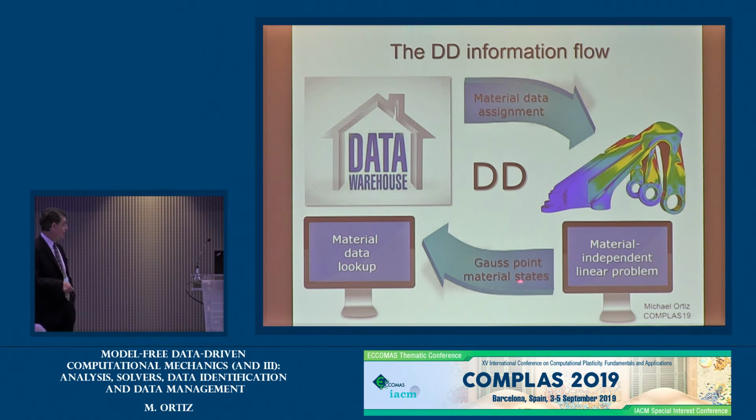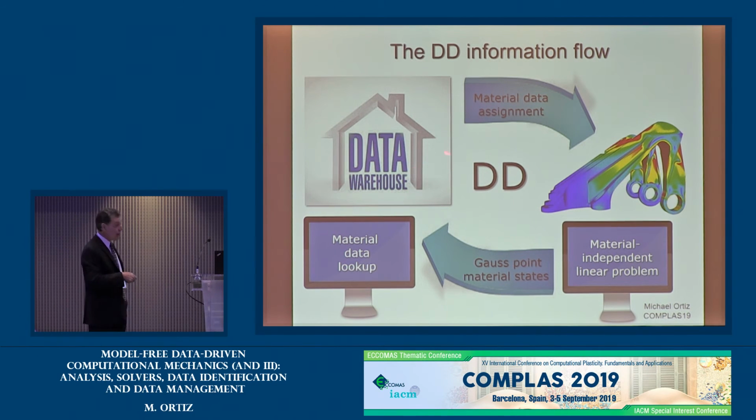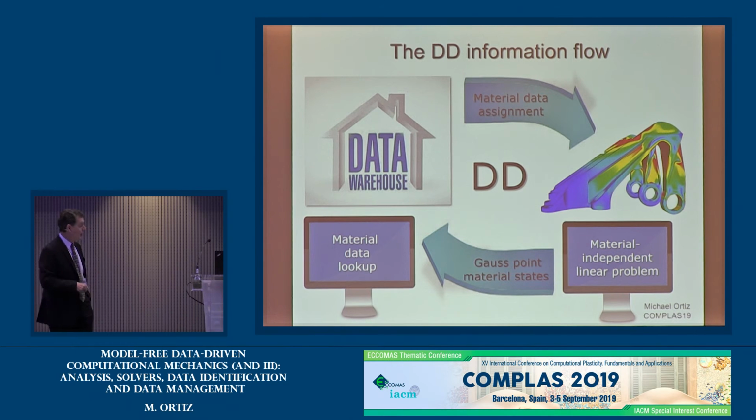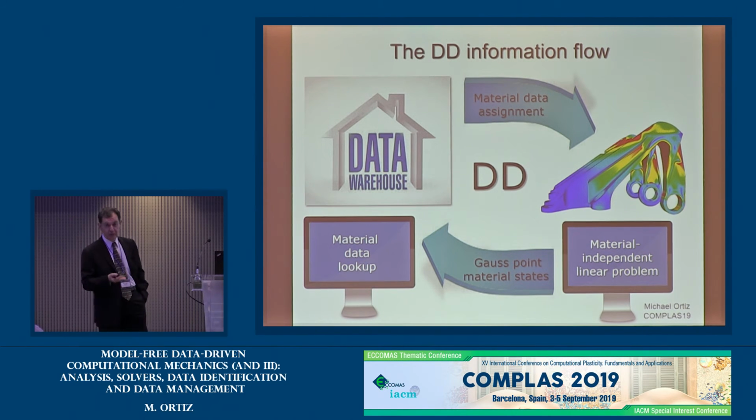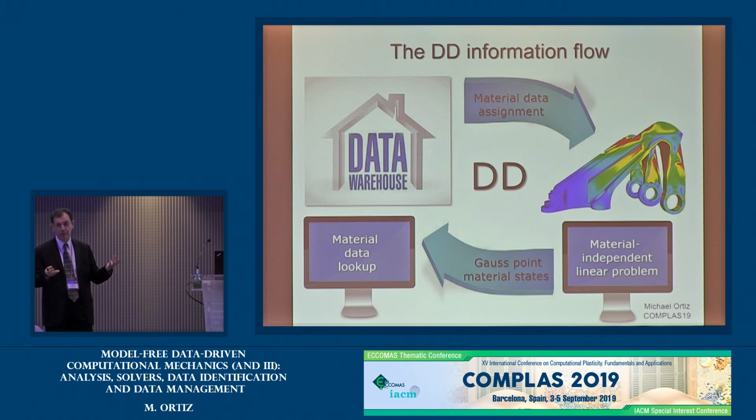Now, of course, that new state is not anywhere in the data warehouse. So you extract the data from the Gauss points, match it against your data warehouse, find the point in that data set that is closest to it, and you iterate until you converge. And when you converge, that's your data-driven solution. So that's the flow of information. I've been in the business for some time, and I think this is really a different way of doing things, that has a number of advantages and perhaps some disadvantages.